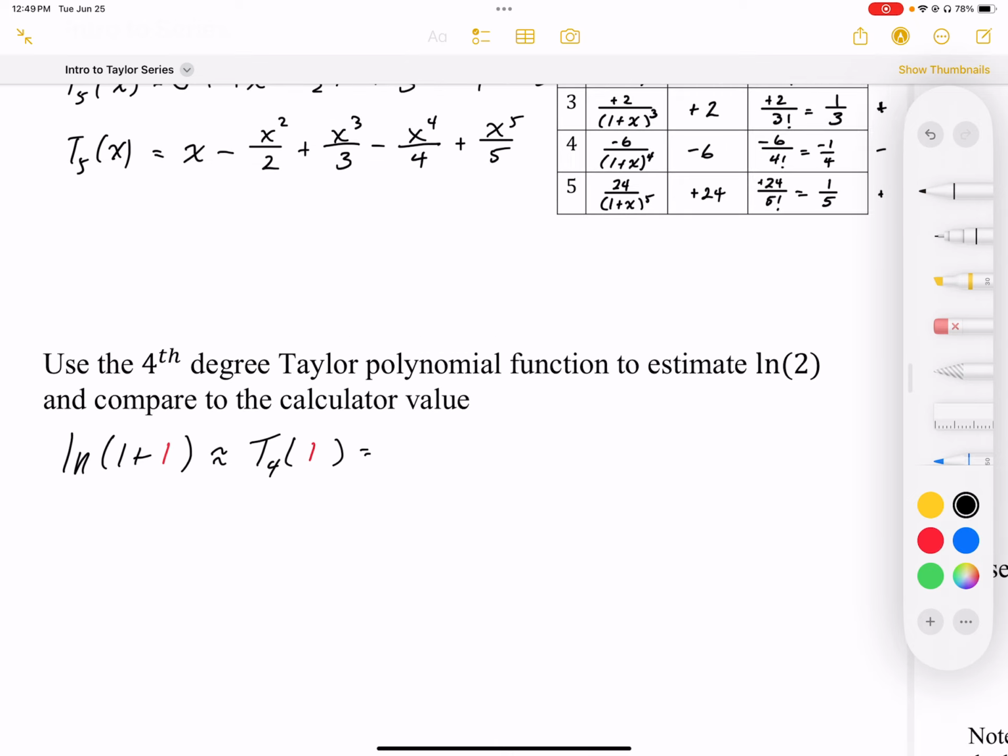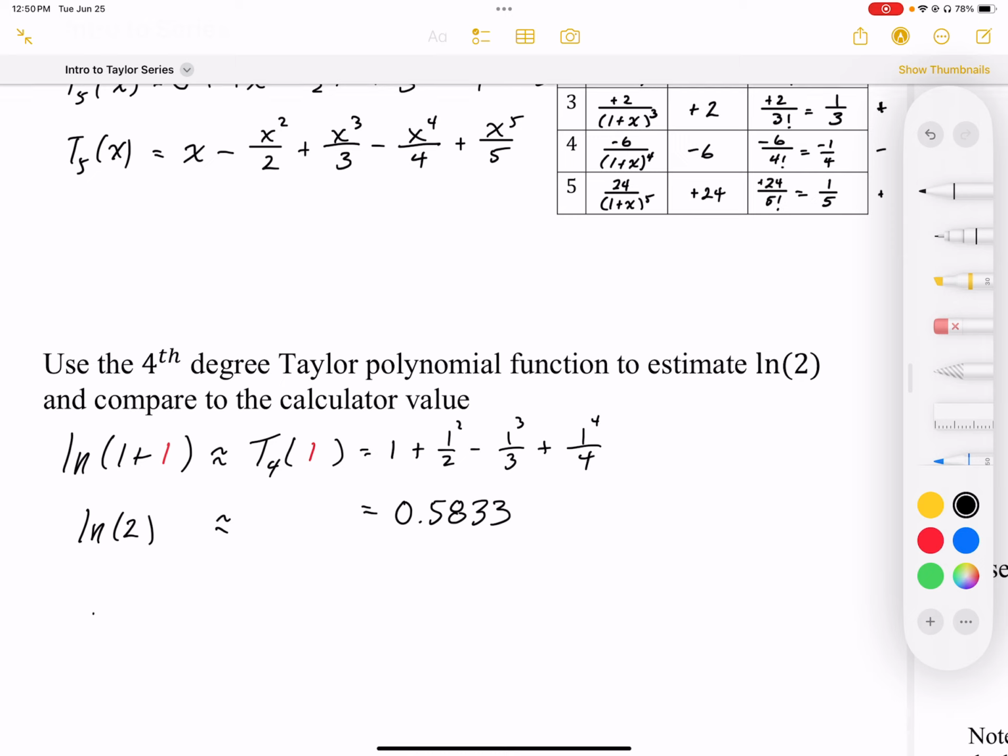So when we plug in x equals 1 into our Taylor polynomial, this is going to give us our approximation. So looking at our Taylor polynomial, it's going to be 1 minus 1 squared over 2 plus 1 cubed over 3 minus 1 to the power 4 over 4. That represents our 4th degree Taylor polynomial. And when we work that out, we're going to end up with 0.5833. Okay, so this represents an estimation of log 2. So we're saying that log 2 is going to be approximately equal to that.